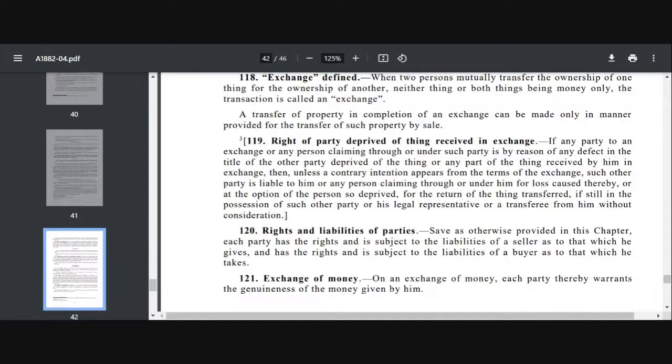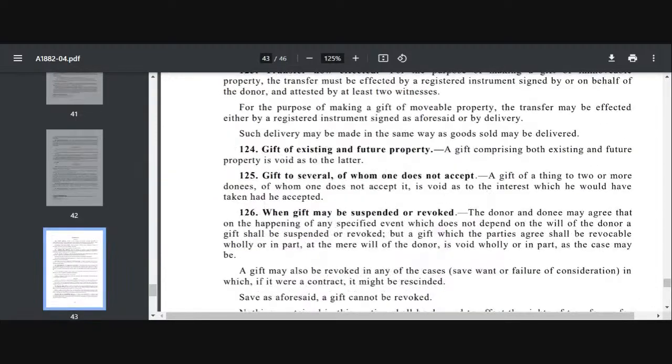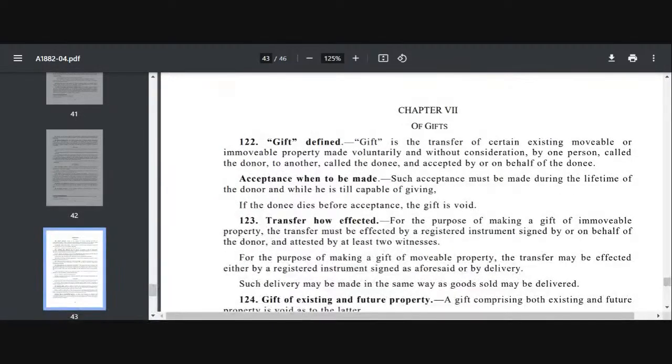I just read about the rights and liabilities given under section 120, which is the same as that of seller and buyer's rights and liabilities, which we did in section 55. Okay. Come to gift. Gift is chapter 7. Gift is a transfer of property without any consideration. So the first thing you have to understand is this gift is transfer of ownership only, but no consideration is taken here.